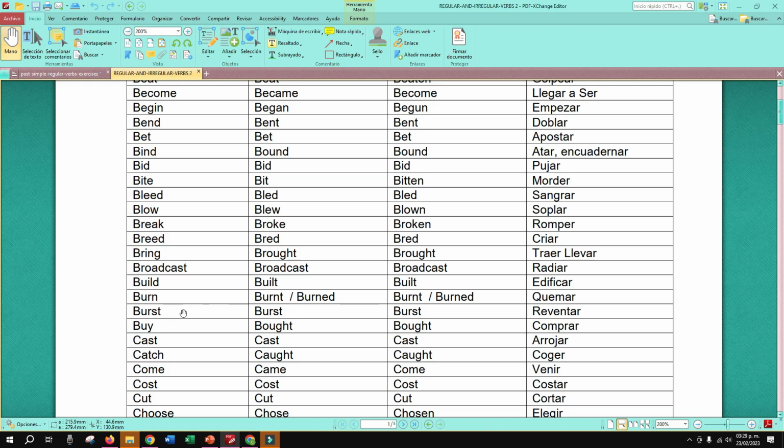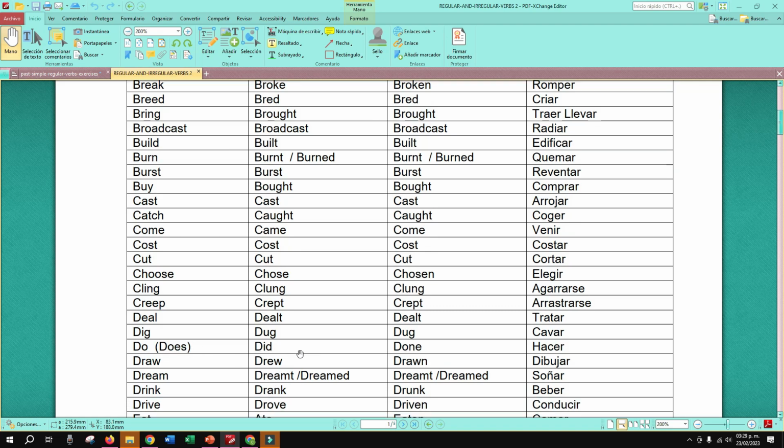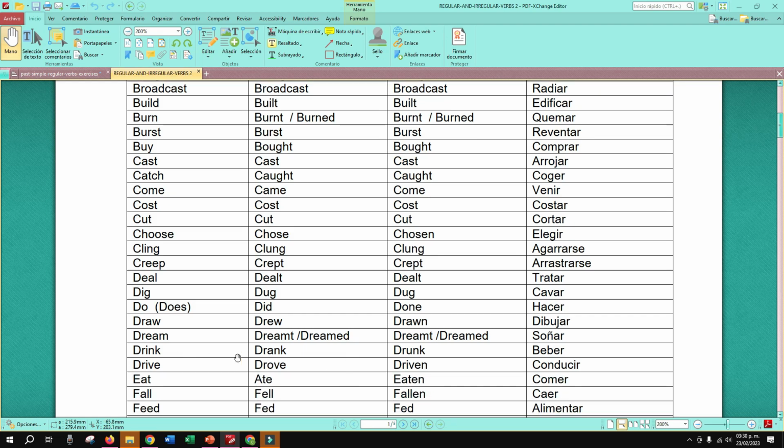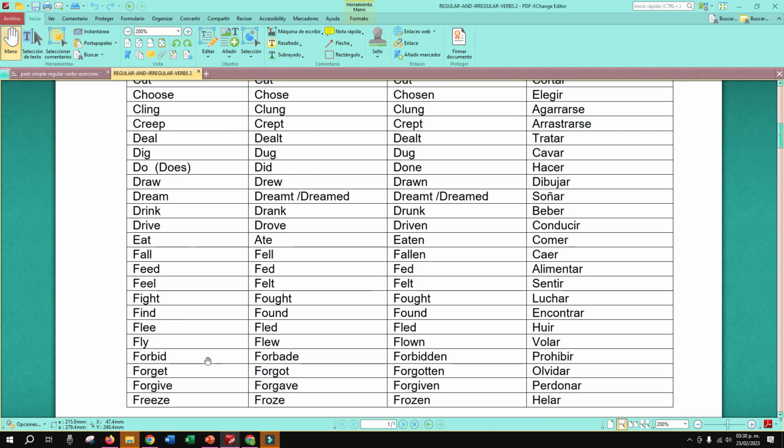Burned, burst, bind, boat, cast, right? Catch, caught, come, came, cost, cat, choose, chose, cling, clung, creep, crept, deal, dealt, dig, dug, do or does, did, draw, drew, dream, dreamed, or also it could be regular like dreamed, drink, drank, drive, drove, eat, ate, fall, fell, feed, fed, feel, felt, fight, fought, find, found, flee, fled, fly, flew, forbid, forbade, forget, forgot, forgive, forgave, freeze, froze, right?